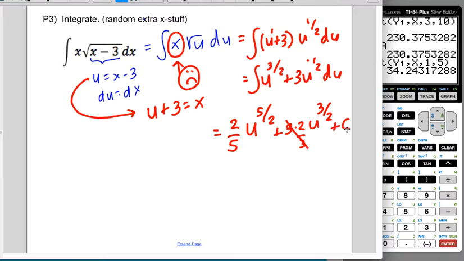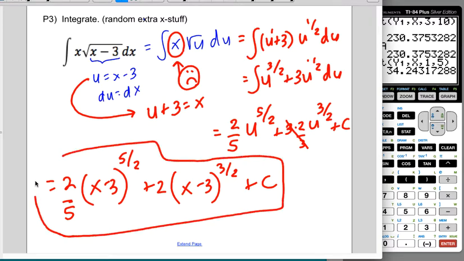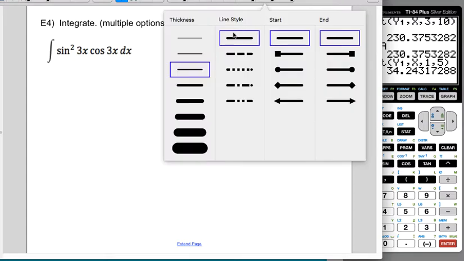This is a u to the 3/2, and then times 2/3, which is nice because the 3's are going to cancel, plus c. So I get that this is 2/5 times u, which was x minus 3, to the 5/2, plus 2u, which was x minus 3, to the 3/2, plus c. So again, what's tricky about these is that there's that one part of the integrand that just doesn't turn to a u naturally. All right, let's go ahead and talk about when we have multiple options for u.